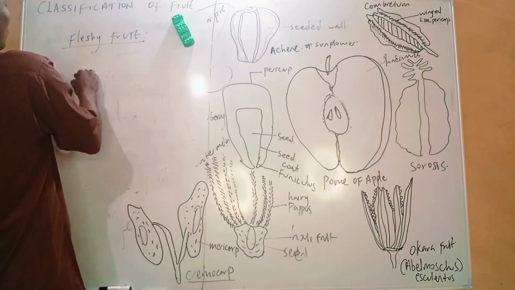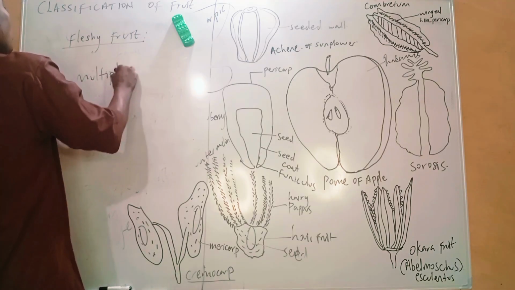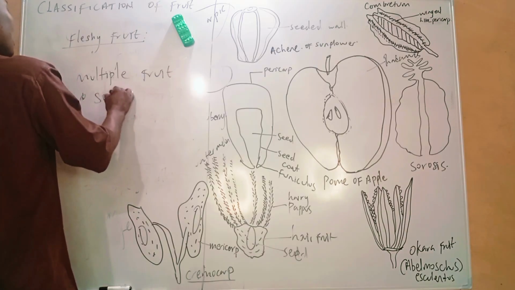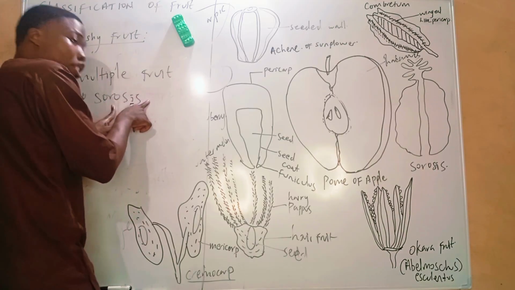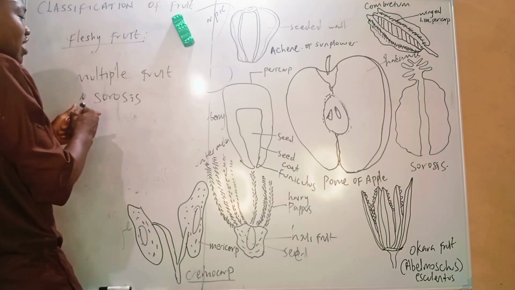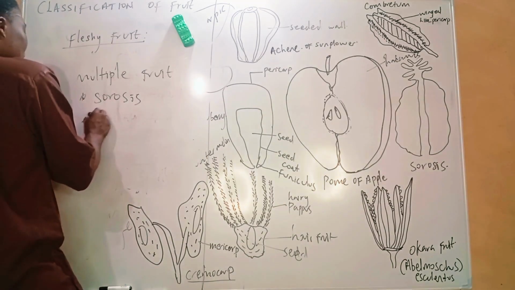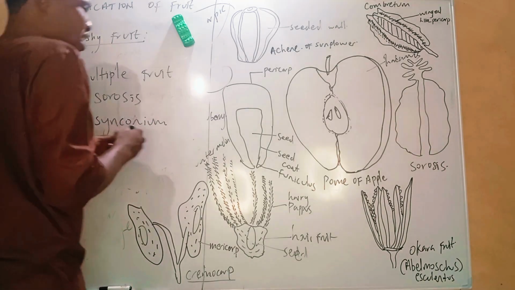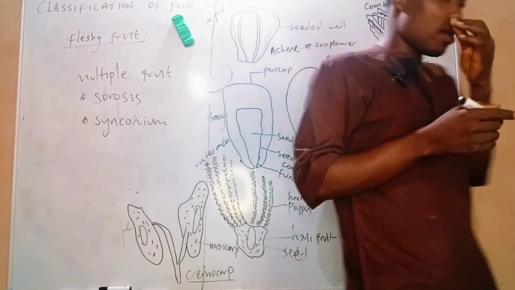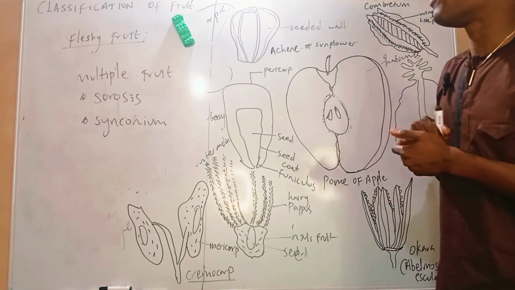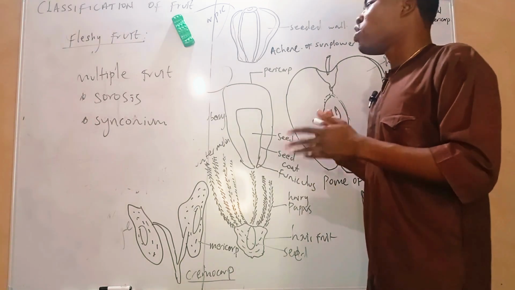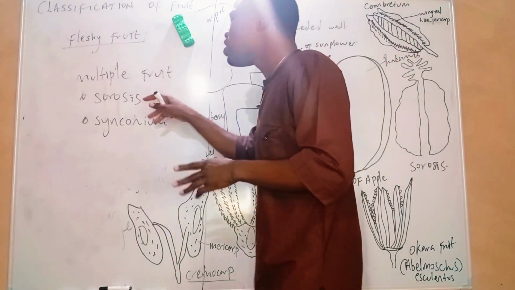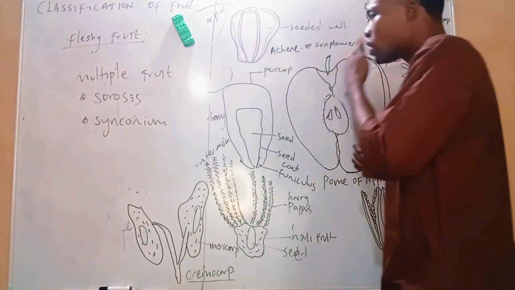So now let's look at multiple fruit. There are two types of multiple fruit that are very unique. The sorosis, which is a fleshy fruit, if considered based on fleshy and dry, and we have the syconium, which is usually dry. In some cases, it can be fleshy. It is usually dry, but it does not release its seed upon maturity. Now sorosis is my own concern. An example of sorosis is pineapple.